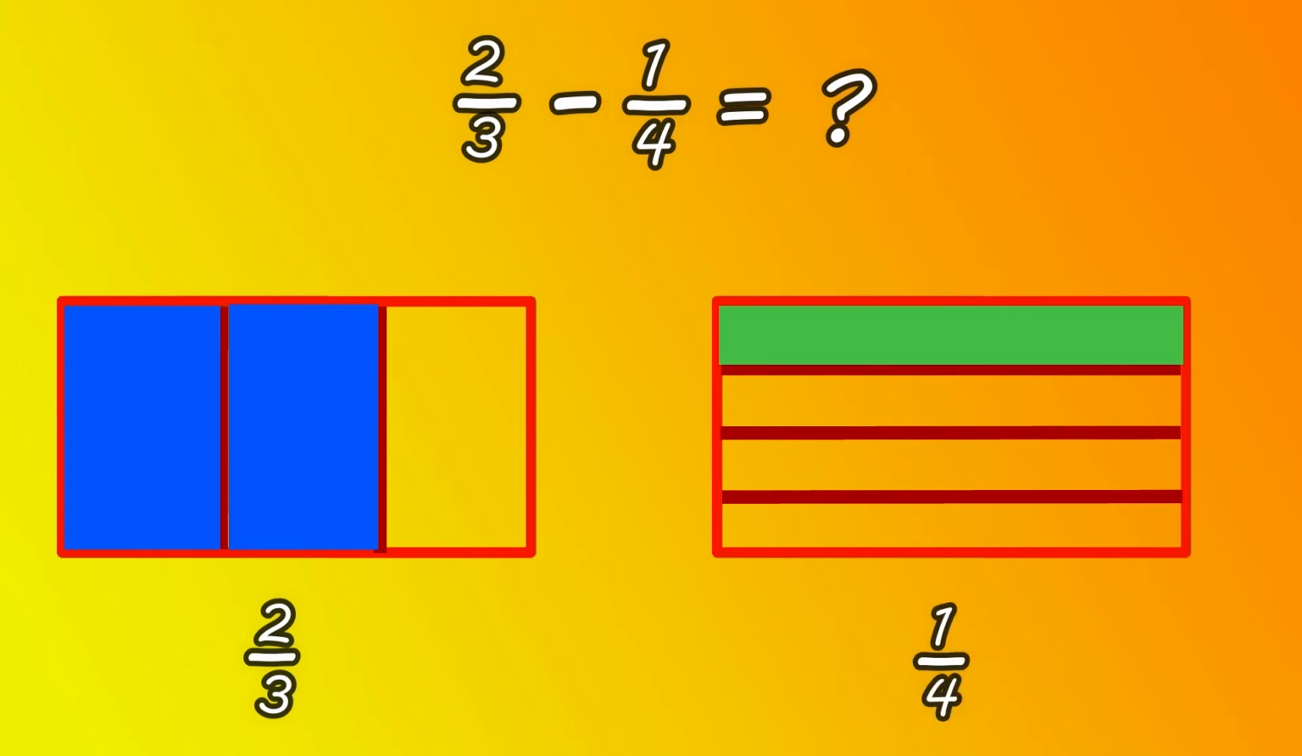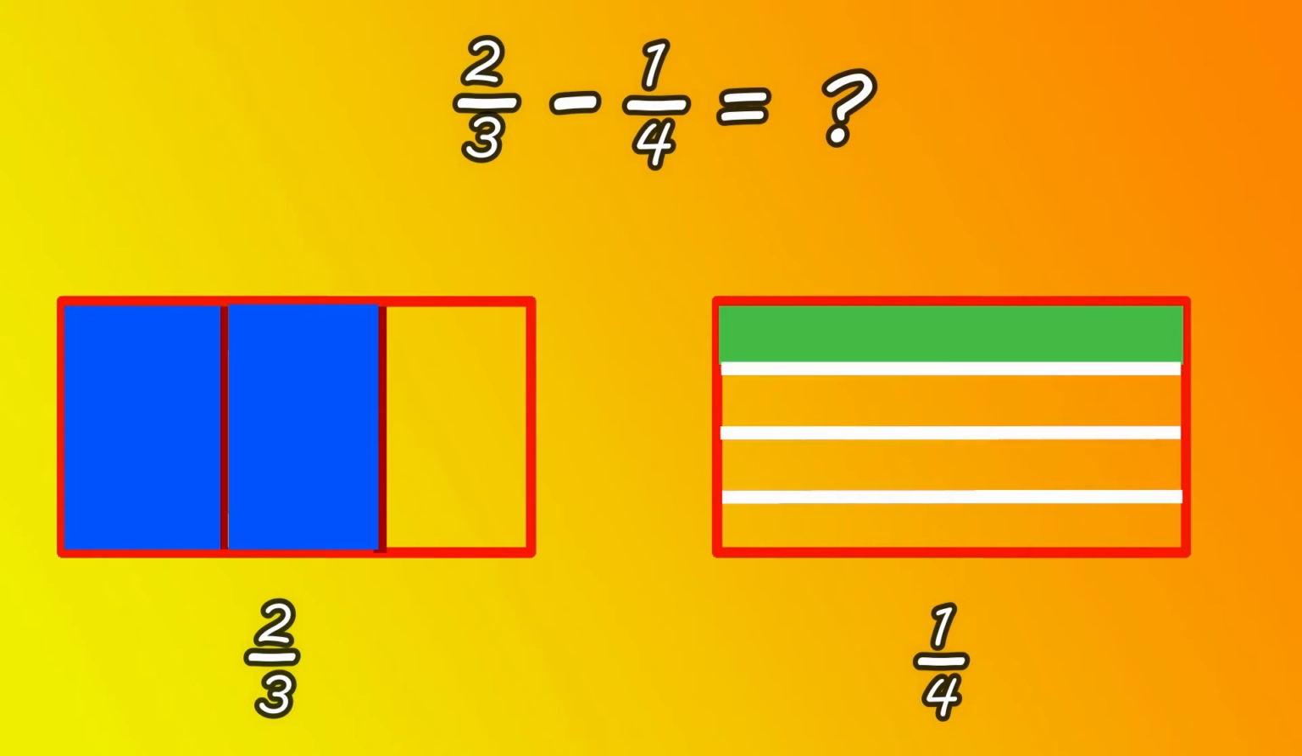Right now, it is difficult to take away 1/4 from 2/3 because the parts are not the same size. So, our first job is to rewrite the problem so that both fractions have equal parts.